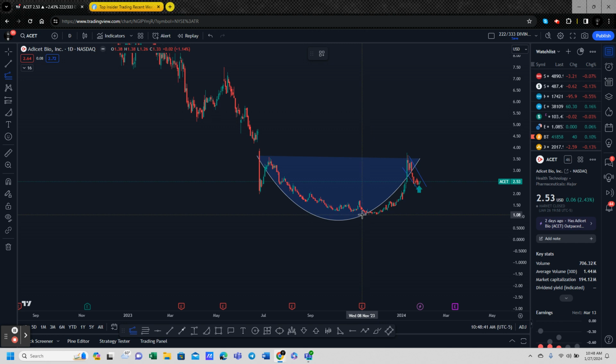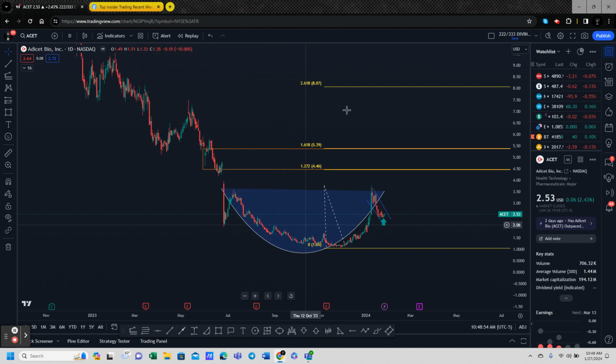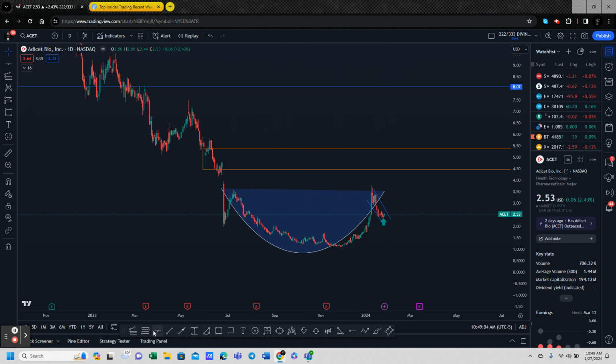My computer was freezing right there. Let's try this again. All right, so these are the target areas that we'll be looking to get to based off this. Of course, these will be the top targets if it fights to get back up to these areas up here. And of course, there are other ways you can measure it.